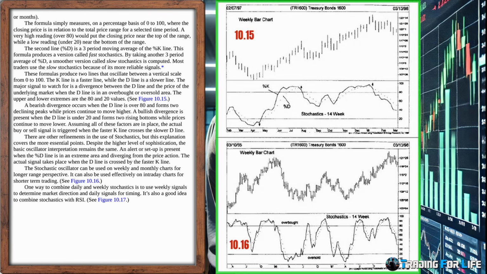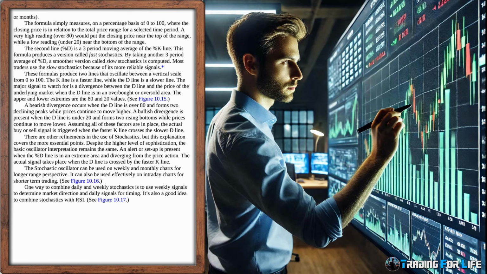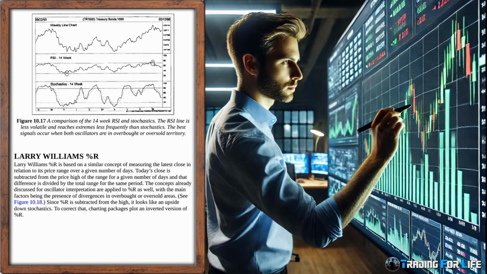See Figure 10.16. One way to combine daily and weekly stochastics is to use weekly signals to determine market direction and daily signals for timing. It's also a good idea to combine stochastics with RSI. See Figure 10.17. Larry Williams %R.